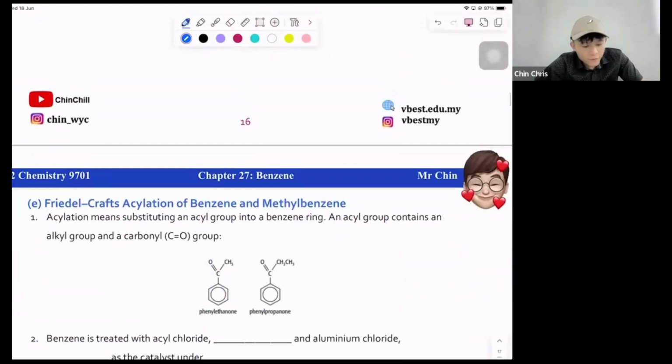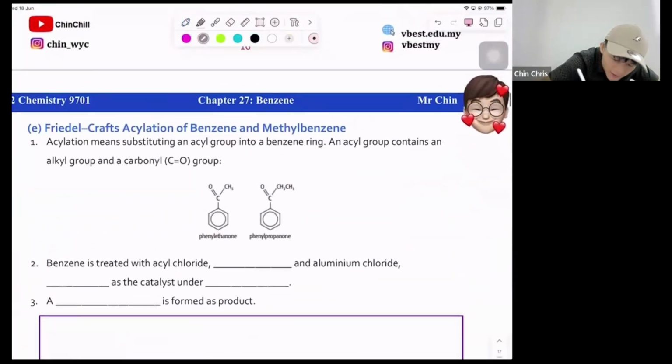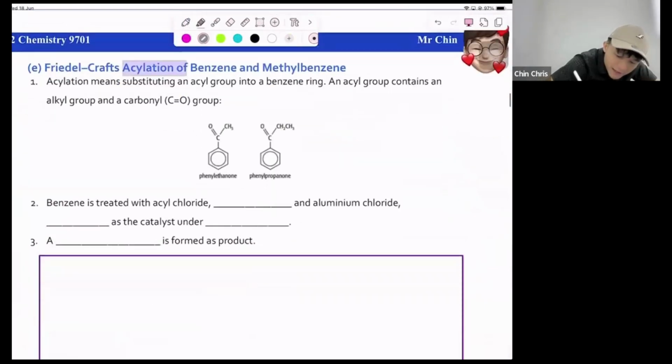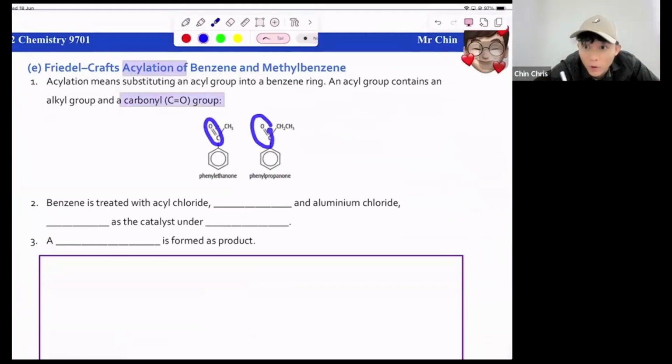All right, guys, what do we have? Friedel-Crafts acylation. So you are adding this carbonyl group in it. Okay, so you have a C double bond O, C double bond O.